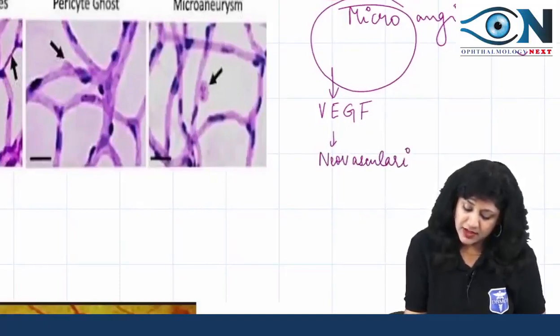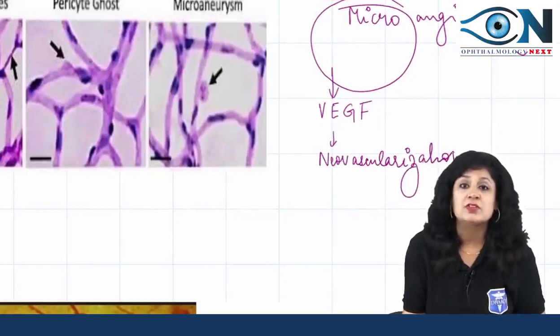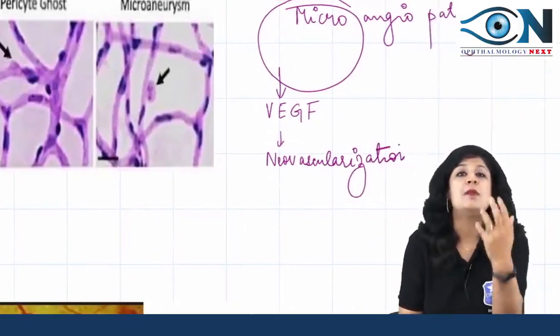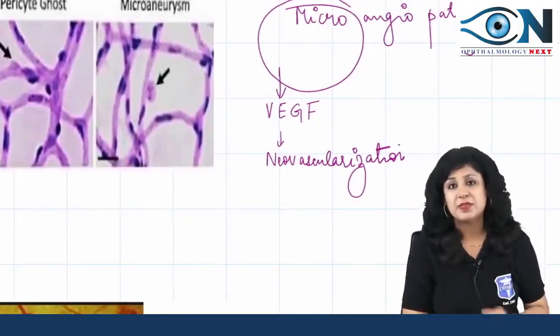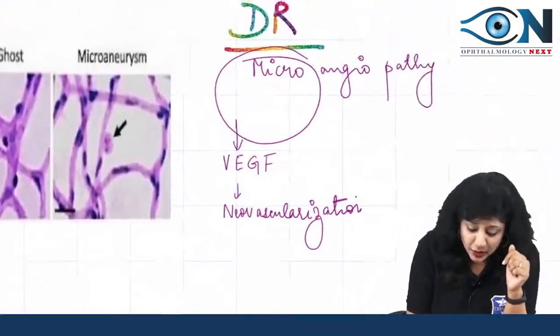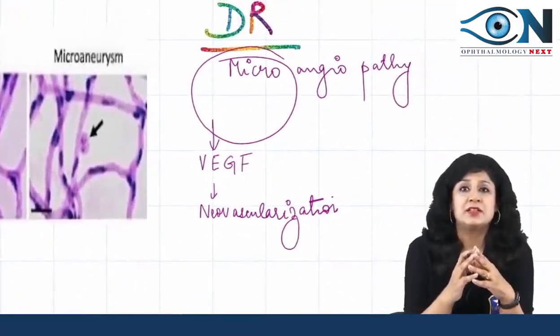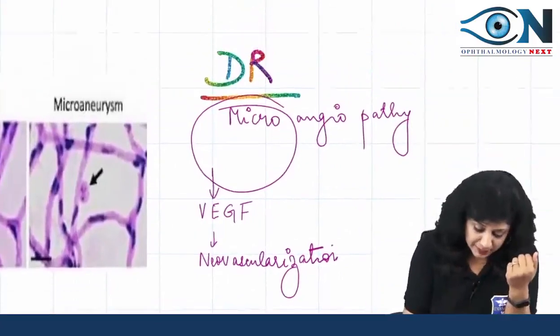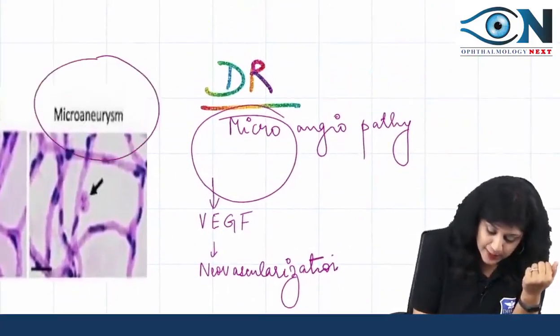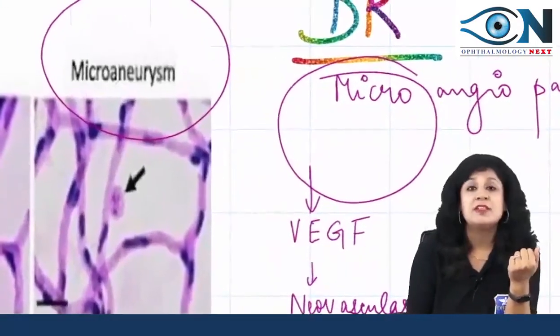neovascularization. That is why neovascularization is actually the hallmark feature of diabetic retinopathy, especially in the PDR form. Now, what is the first change that we get? The earliest change that we get in diabetic retinopathy is actually a microaneurysm. What is a microaneurysm?